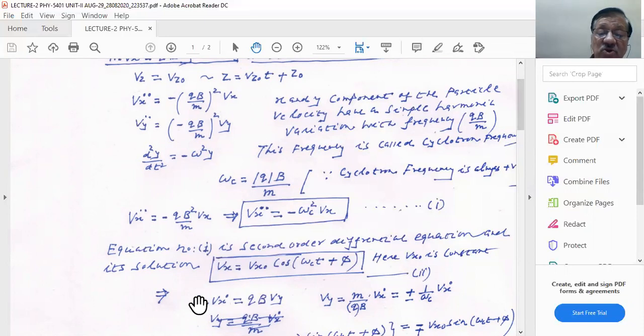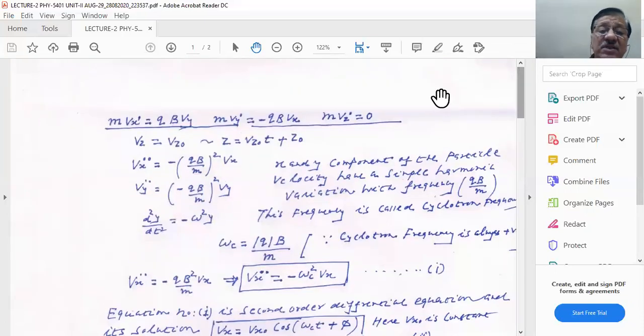m Vx dot equal to qBVy. This is also something we have derived. I can show you: these are the three equations which we have derived using the equation of motion and comparing the coefficients of the unit vectors i, j, k. So you know that. I am taking this equation, m Vx dot equal to qBVy.